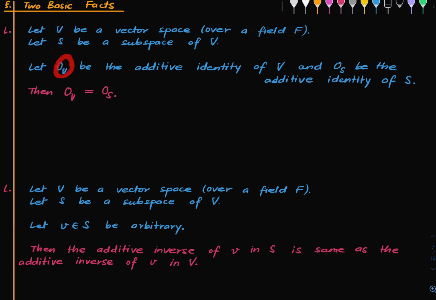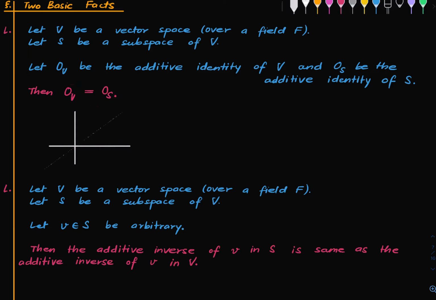Then the additive identity of V is the same as the additive identity of the subspace. So just like in the R2 example, you take any line passing through the origin. You see the additive identity of this line is this point, if you just think about it. And of course, the additive identity of the entire R2 is also this point.